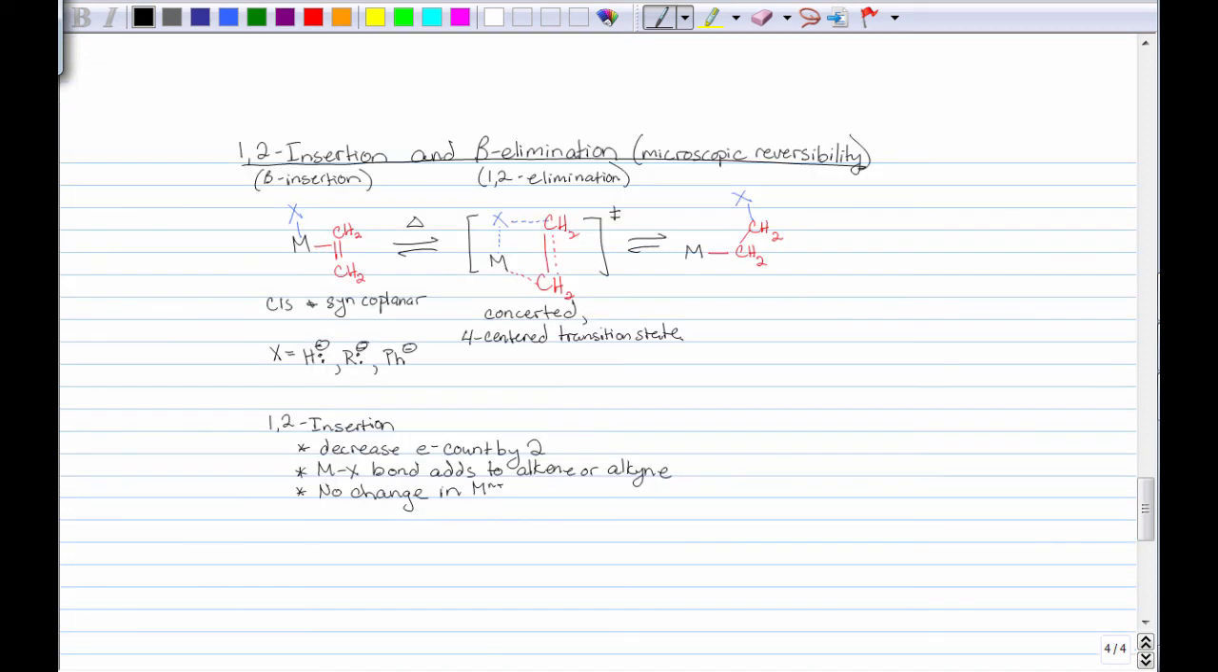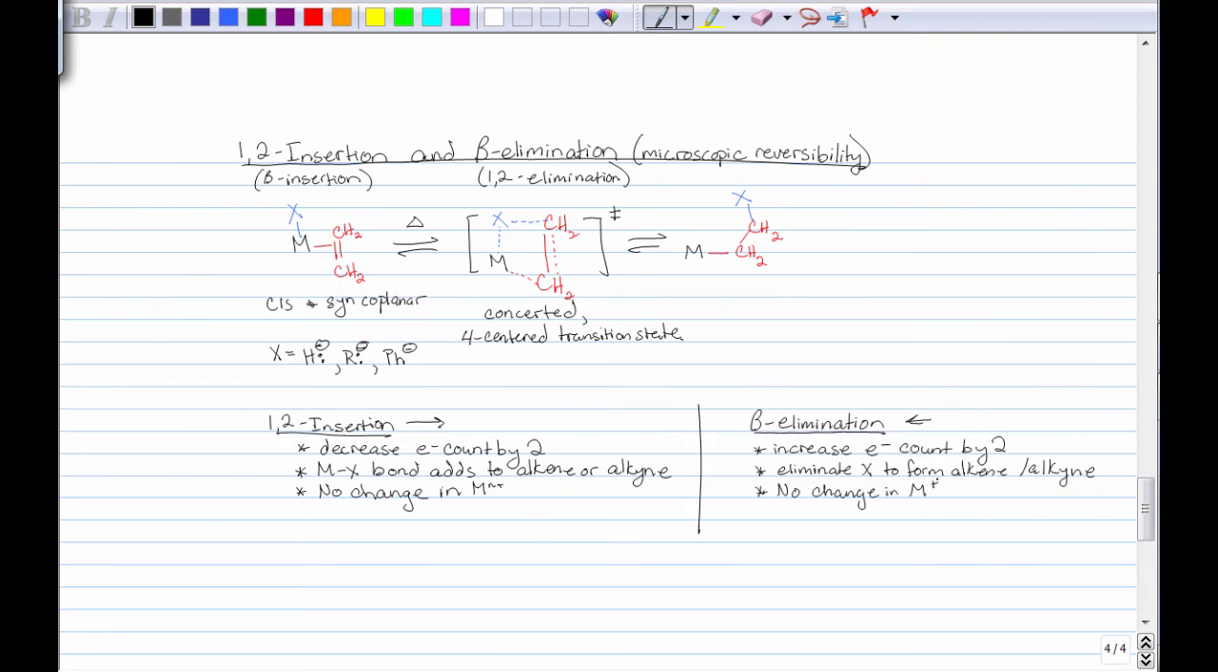So for this 1,2 insertion to happen, this X group can be some kind of H minus or C minus, phenyl anions also work, but you also need to have either an alkene or an alkyne in the cis syn coplanar position. The characteristics of the 1,2 insertion are that you decrease the electron count of the metal complex by 2. You add an X bond to the alkene or the alkyne. So now you've basically added MX across this double bond, or it could be a triple bond, but you don't change the metal oxidation number.